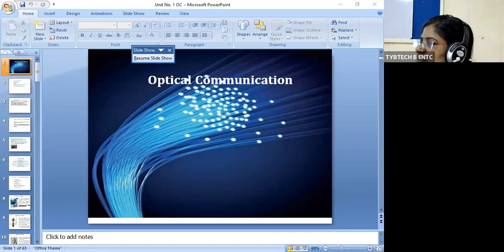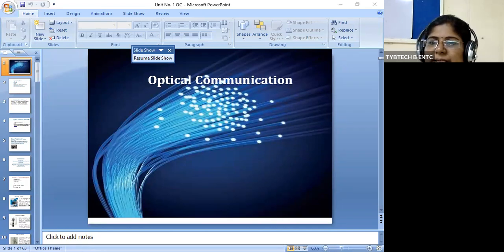Okay. So there are so many advantages. We will go one by one. So first one, it is high information carrying capacity. Information carrying capacity, it is more. So a lot of information it can carry as compared with the electrical signal or as compared with the coaxial cable.